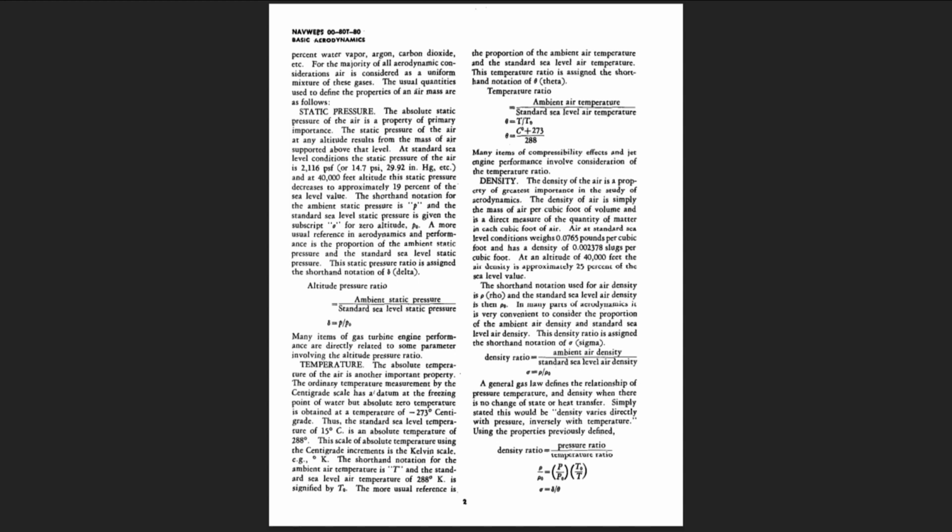A general gas law defines the relationship of pressure, temperature, and density when there is no change of state or heat transfer. Simply stated, this would be density varies directly with pressure, inversely with temperature. Using the properties previously defined, density ratio equals pressure ratio over temperature ratio, or lowercase rho over lowercase rho naught equals uppercase P over uppercase P naught times uppercase T naught over uppercase T, or lowercase sigma equals lowercase delta over lowercase theta. This relationship has great application in aerodynamics and is quite fundamental and necessary in certain parts of airplane performance.